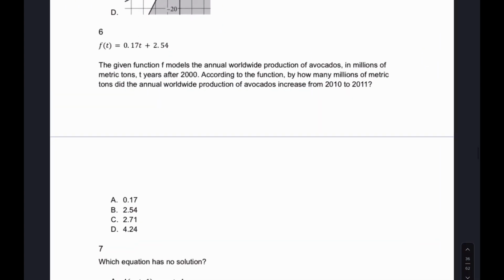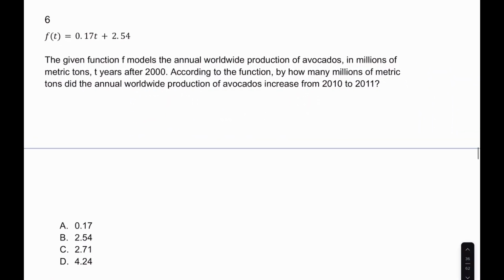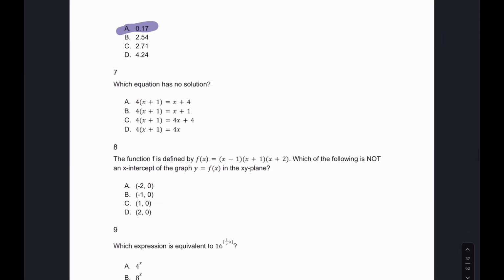This is easy. Number 6, it says, the following blah, blah, blah, production of avocados increased from 2010 to 2011. Isn't this just going to be the slope? Isn't it just A? How much it's increasing per year? The year goes up by 1. The function goes up by 0.17, the slope. Let's keep going. That was 6. Come on over here for number 7.